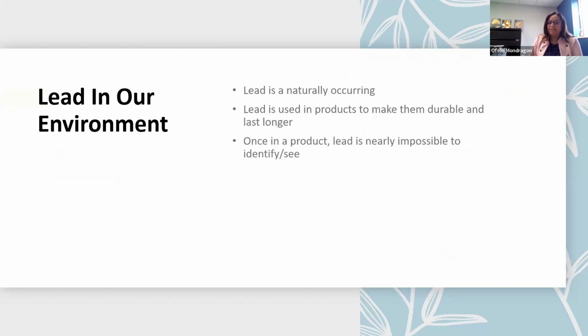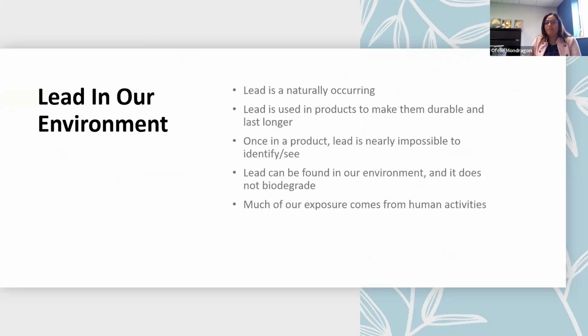First, lead is a naturally occurring bluish gray metal found in small amounts in the Earth's crust. Lead is a soft, malleable, and corrosion-resistant material. Once lead is used in a product, it's nearly impossible to identify it with the naked eye. Lead does not biodegrade or disappear from the environment over time.